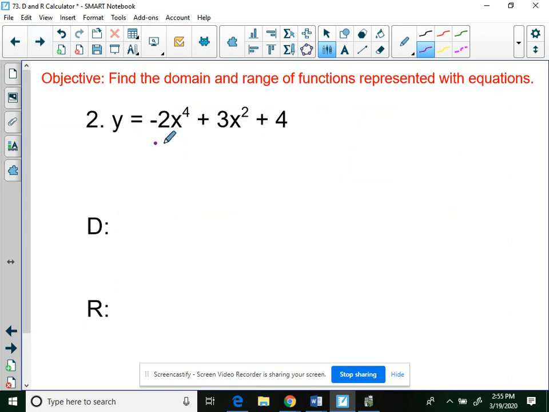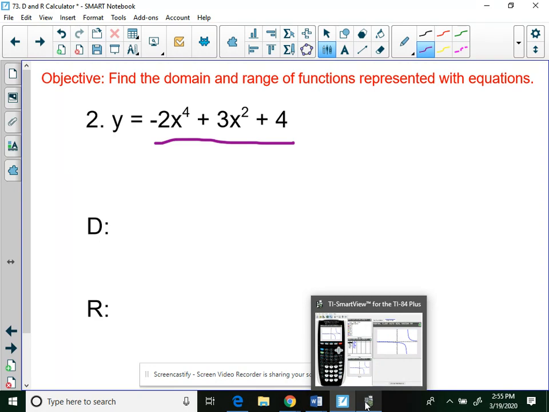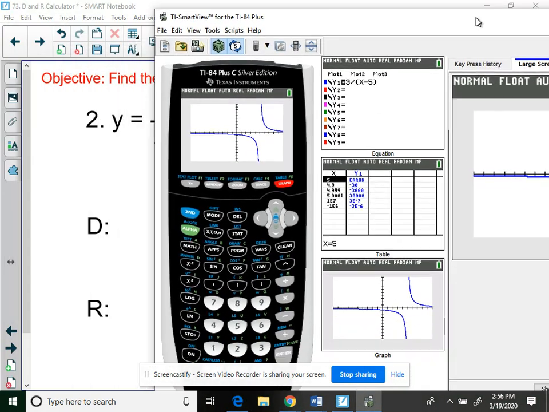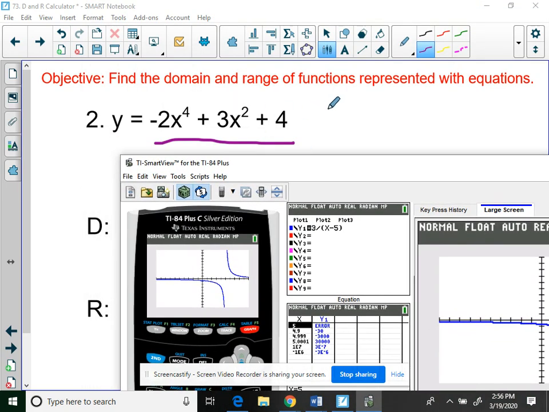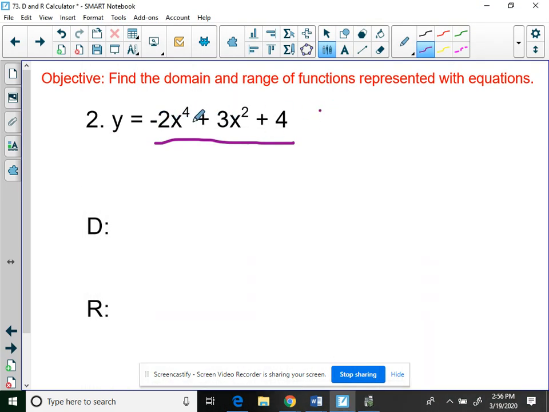All right. Now, these are ones we know how to graph. We have graphed these before, but finding that vertex point is really hard to do. So let's look at the calculator. Looking at this, you should know what this looks like. It's to the fourth, and it's negative in front. So I know usually these look like an M. So my domain is going to be all real numbers. You can plug anything into a polynomial.